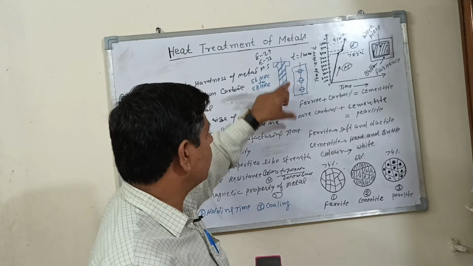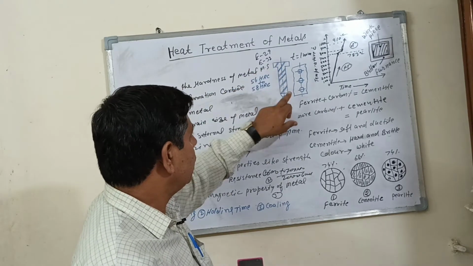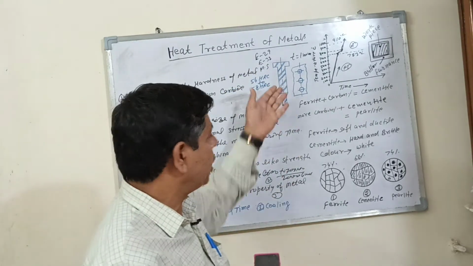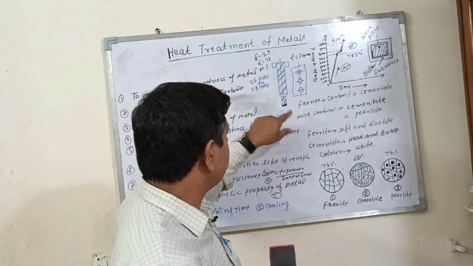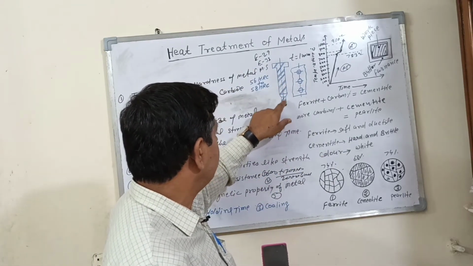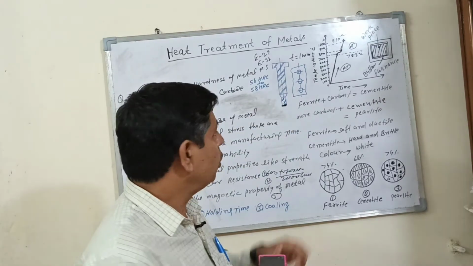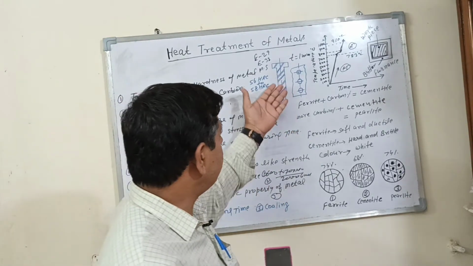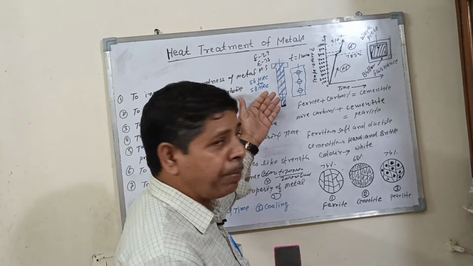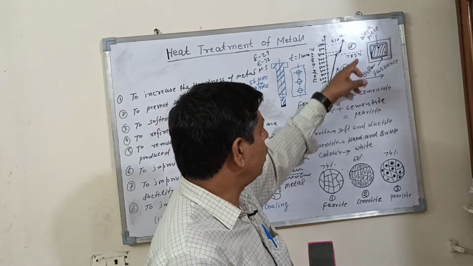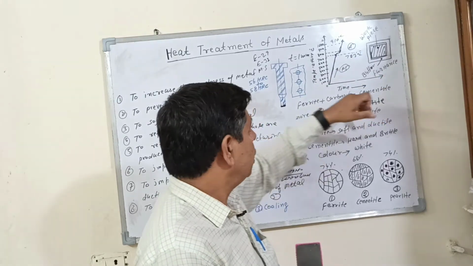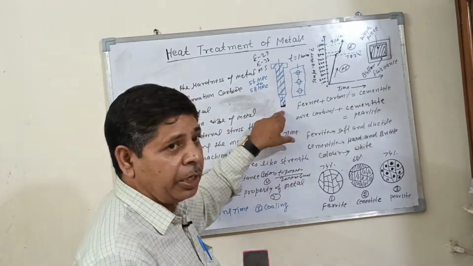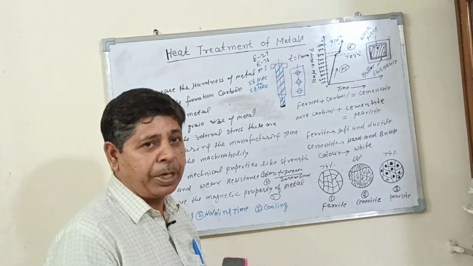Due to the sudden quenching, there is a chance of creating internal stresses. Due to the internal stresses produced during the process, the edge of this punch will break. So how to remove it? The punch is again reheated below the lower critical temperature and cooled slowly in air to reduce the brittleness. This process is called the tempering process.